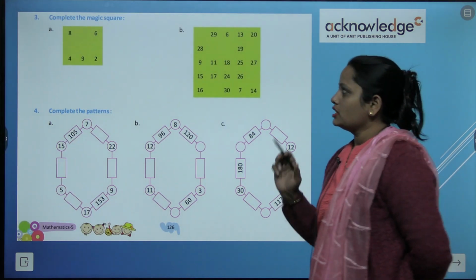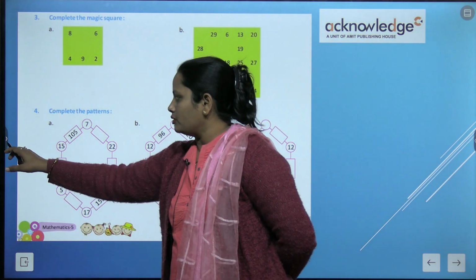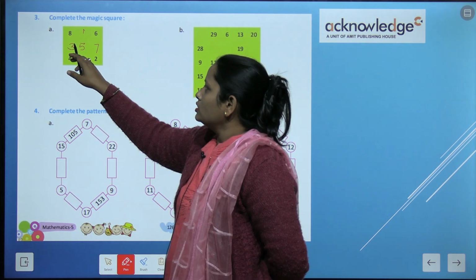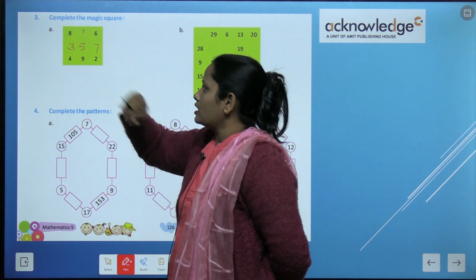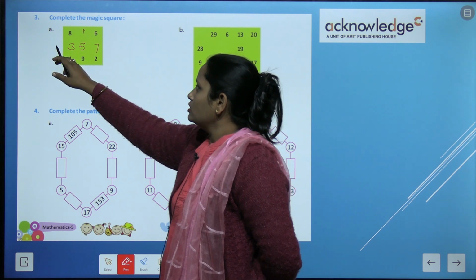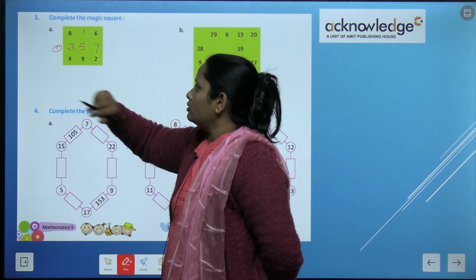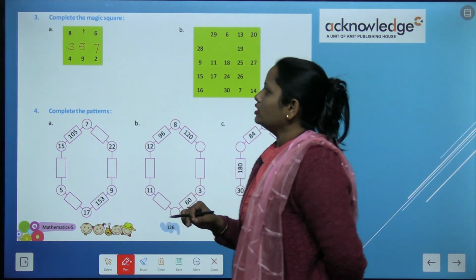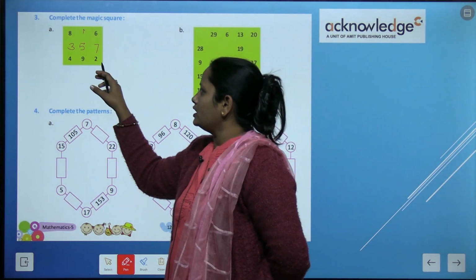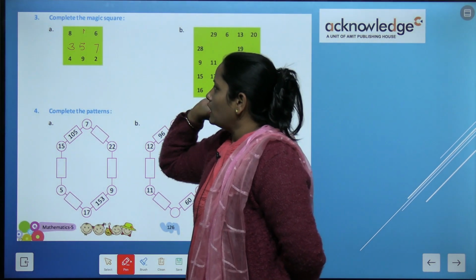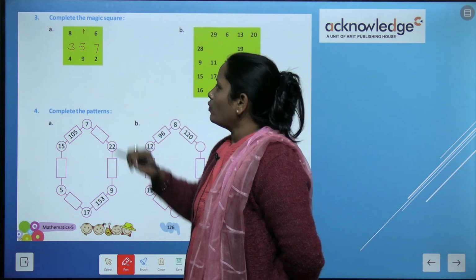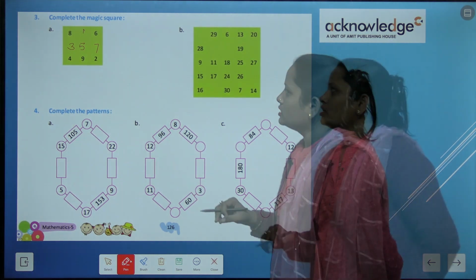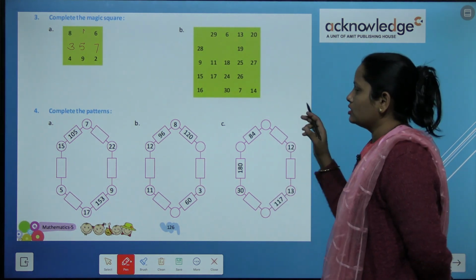Now question number 3 is complete the magic square. Here we have to complete the magic square. So how this answer came? Here you can see that 4 plus 3 is 7, and here one bigger number 8 will come. So here we have written 3. Similarly, here 6 plus 2 is 8. Now what number is remaining? 7 is remaining. So that's why we have written 7 here. Next, so children, like this you have to do the rest question, the next one.